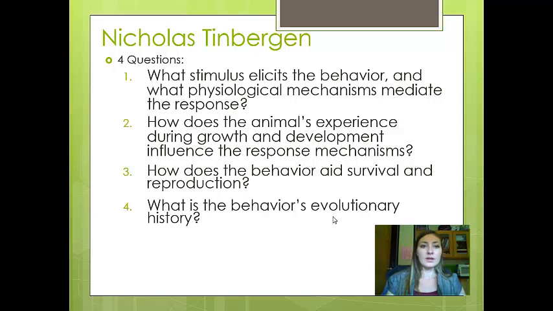Nikolaas Tinbergen came up with four questions that he wanted to ask about behavior as a result of this experiment. First, what stimulus elicits the behavior? So what causes the behavior? What physiological mechanisms help us to complete the response? How does the animal's experience during growth and development influence the response mechanism? What experiences or learning is going to cause this particular behavior? How does the behavior aid survival and reproduction? What benefit is there to the organism to have this behavior? And finally, what is the behavior's evolutionary history? When did it come about? Why did it come about?